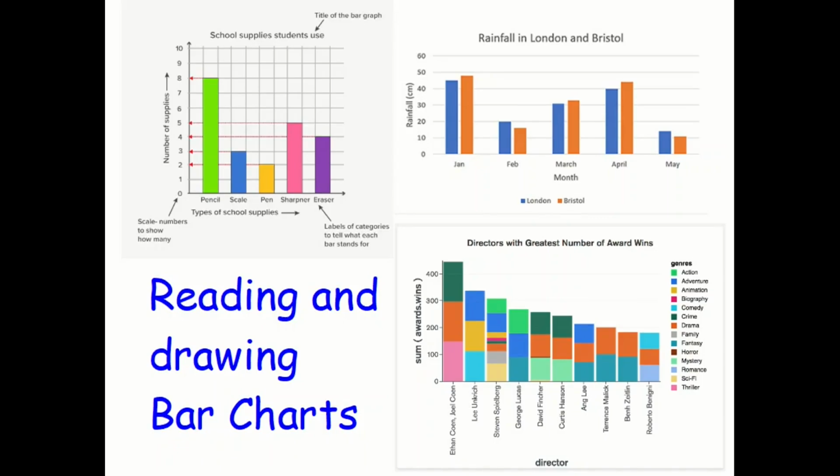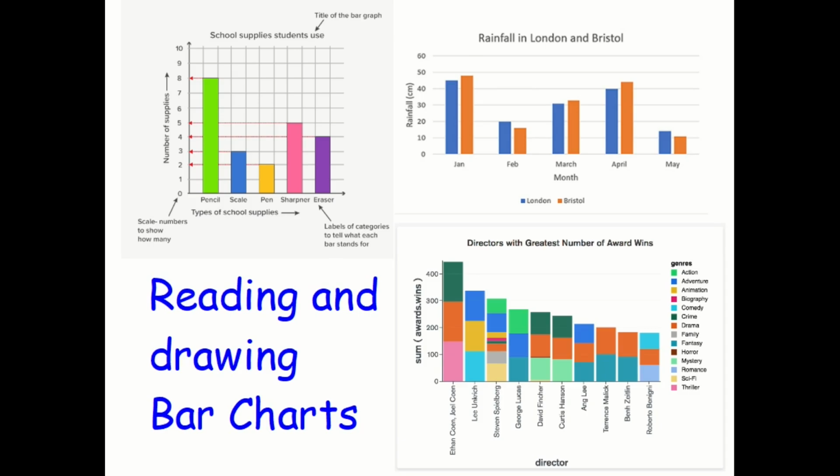Hello and welcome to this lesson on reading and drawing bar charts. So bar charts are one of several ways that you can represent data visually. So you can see it's quite a nice visual representation of data. Now what's data? Data is numbers about certain things.